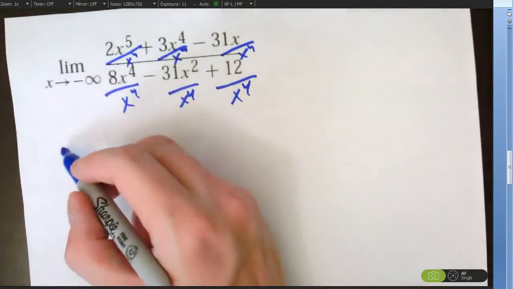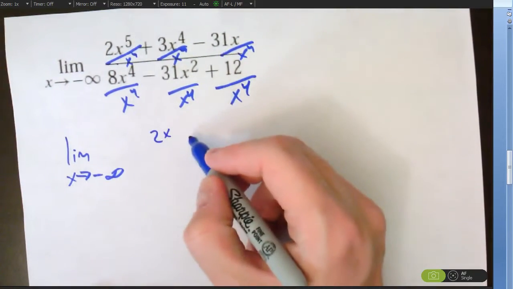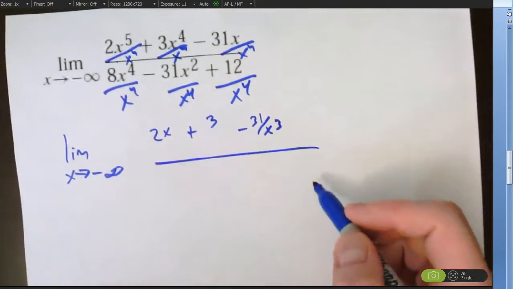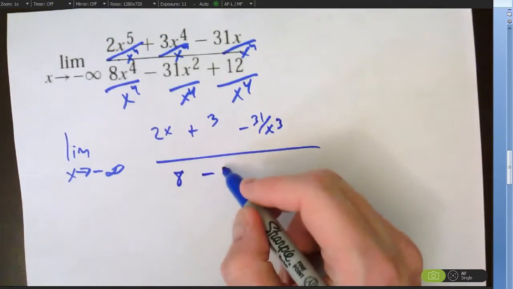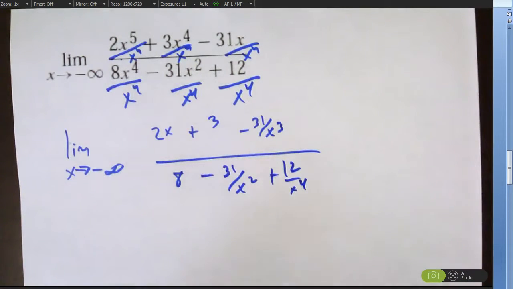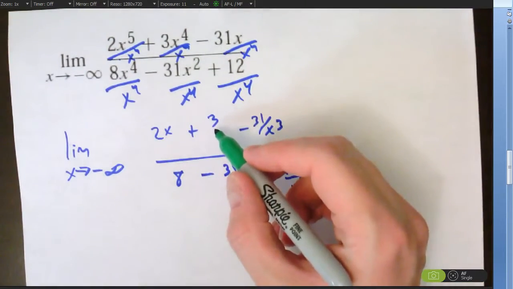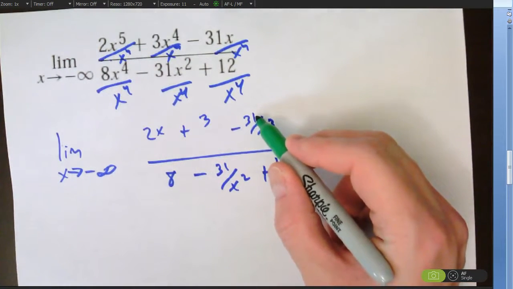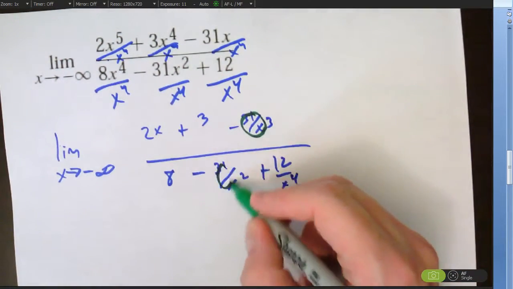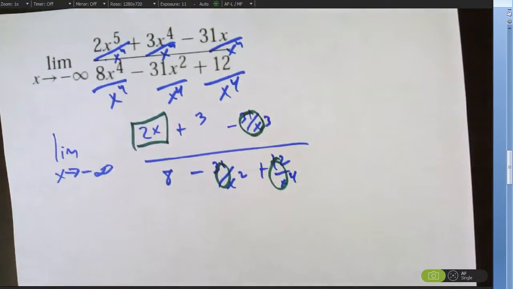Okay. That gives me the limit as x approaches negative infinity of (2x + 3 - 31/x^3) all over (8 - 31/x^2 + 12/x^4). Now, when we look at this, this goes to 3, so it's a nice whole number. This goes to 0, because it's something over infinity cubed, so something over a giant number, so 0. This also goes to 0, this also goes to 0. But this guy right here, he's the key to everything.